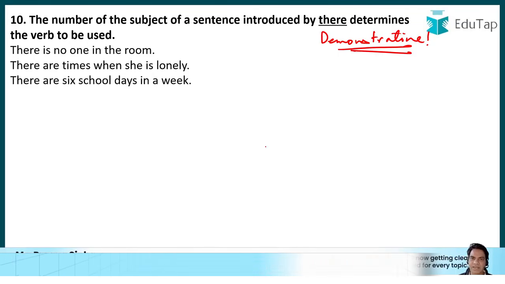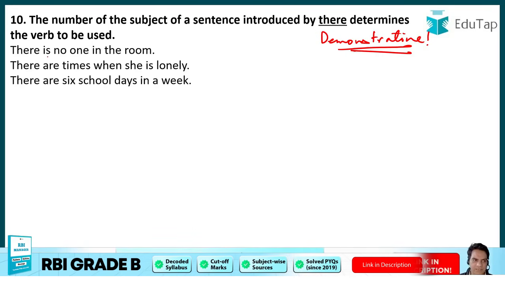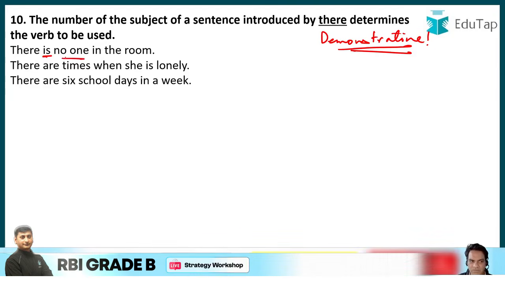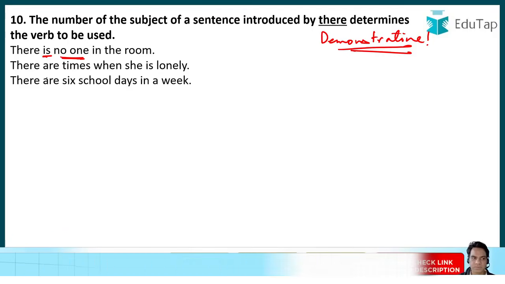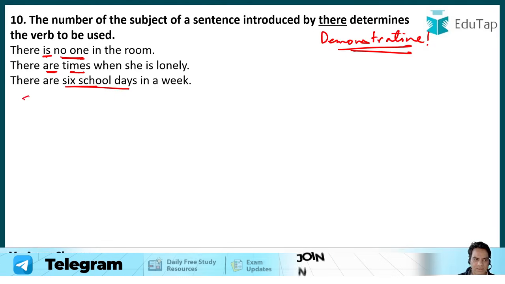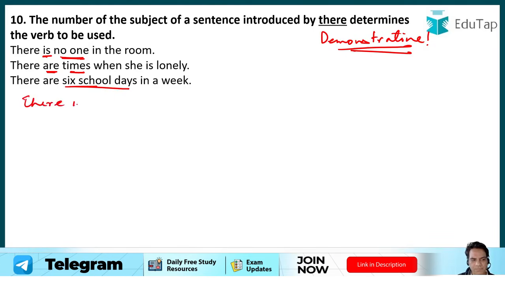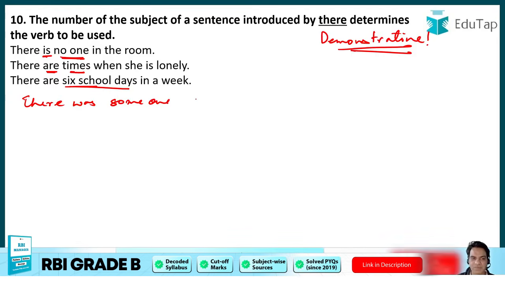There is someone at the door. There are a few boys standing at the door. There is no one. Now why are we using is here? Because of no one. Remember, no one is a singular word. I taught you in rule number 7. There is no one in the room. There are times when she is lonely. There are 6 school days in a week. There was someone at the door.